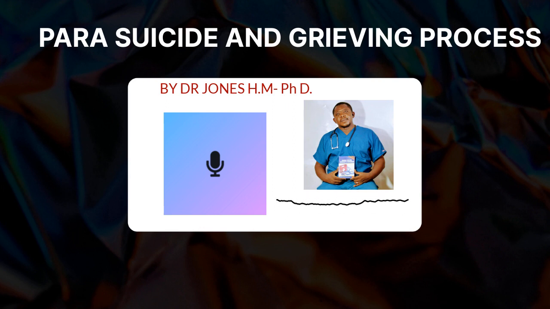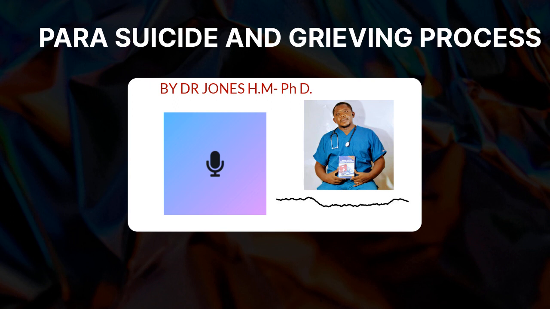Hello. My name is Jones, and today we are going to look at parasuicide and the grieving process. The objective of this lesson is to define parasuicide or attempted suicide, to explain significant losses that may lead to grieving, to explain the stages of the grieving process, and to discuss the specific management of the clients whilst they are admitted in the wards. Okay, so those are some of the objectives of this lesson.